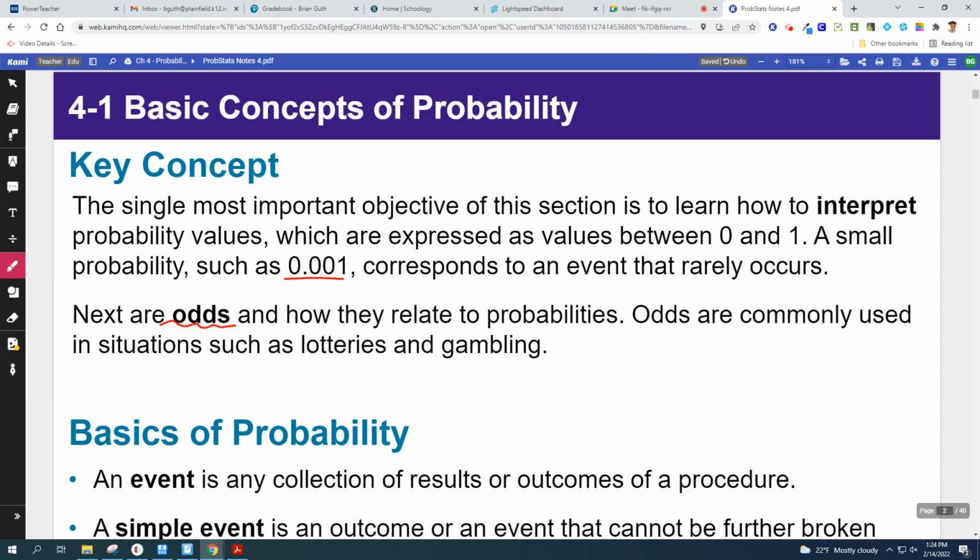Next are odds and how they relate to probabilities. Odds are commonly used in situations such as lotteries and gambling. I think most people are more familiar with probability. The way I think about probability, probability equals part over total. I think a lot of people are comfortable with that. Odds, not so much. I look at odds as part to non-part.